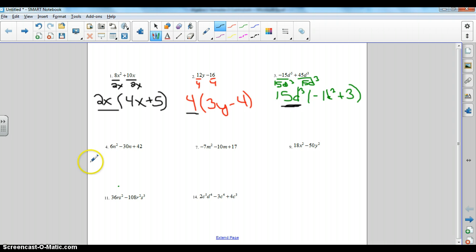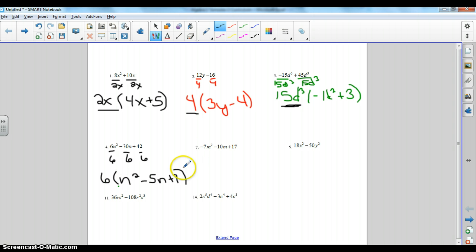For this one, we can take a 6 out of each piece. Okay, we have 2 n's here, 1 in here, but none here, so then we can't take out any n's. So we're just going to divide each piece by 6. And that leaves me with n squared. Negative 30 divided by 6, negative 5. Bring down that n. And then 42 divided by 6 is 7. Okay. So it just keeps working like that.